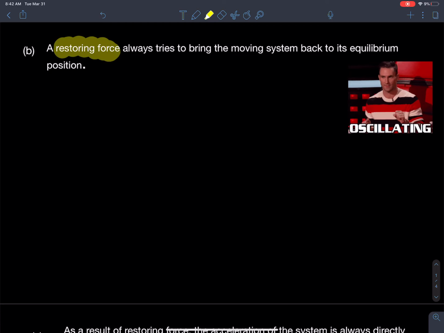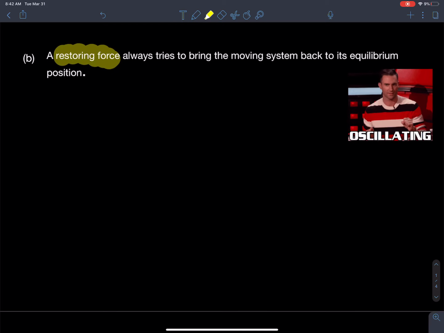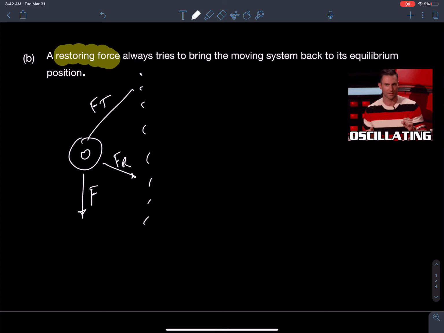Okay, so a restoring force always tries to bring the moving system back to its equilibrium position. All right, and I demonstrated that before for the bob. The combination of the force of tension and the force of gravity creates a restoring force, the restoring force that wants to bring that object back to its equilibrium position.